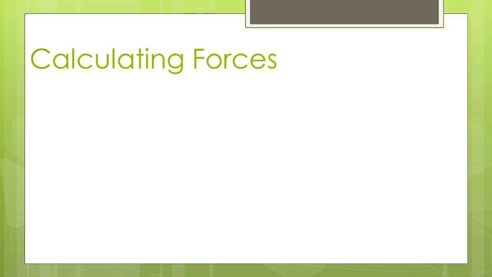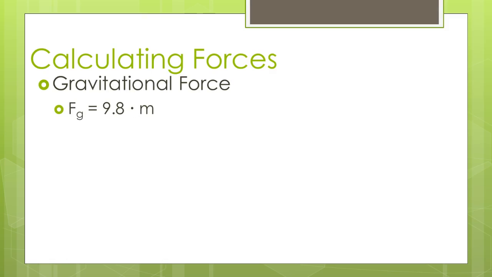A couple of forces can be calculated using some common formulas. These are the same formulas that we talked about during balanced force equations. The gravitational force we can always calculate by multiplying 9.8 times the mass of the object. 9.8 represents Earth's gravitational force constant. If we were on, say, Mars or the Moon, we would have a different gravitational force constant instead of 9.8.